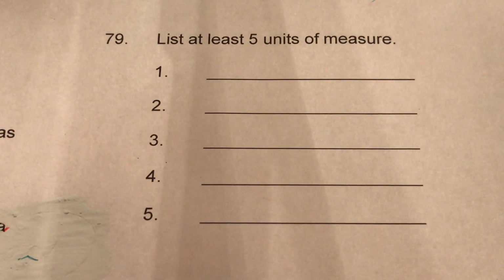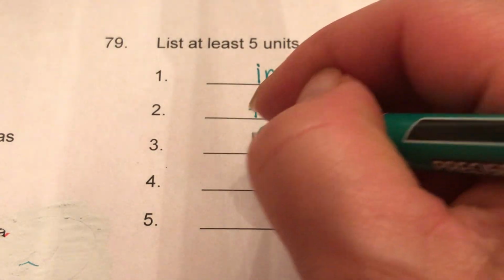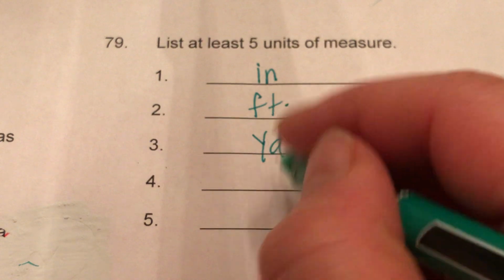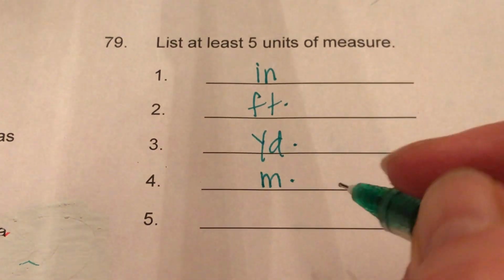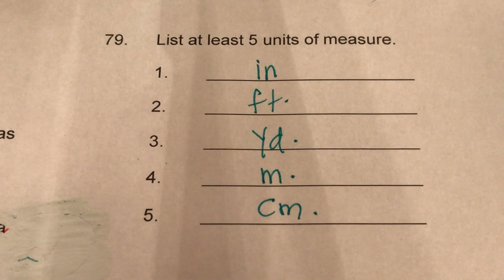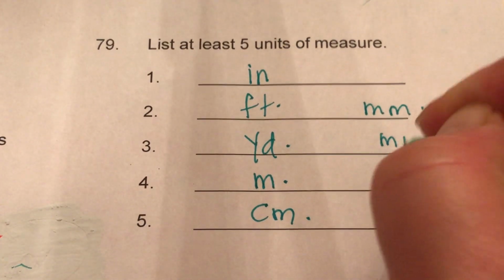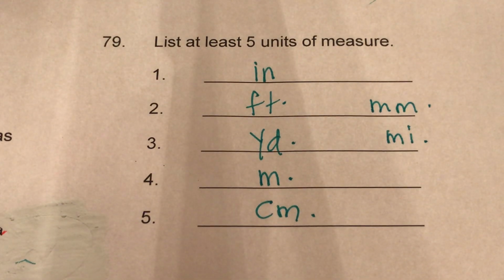List at least 5 units of measure. So units of measure can be in inches, in feet. How about, what are some others? Yards. How about meters? And how about centimeters? Okay, and then there's plenty more that you can use. Millimeters, miles, any unit of measure you want. Okay, so that's the last of our questions for our final.